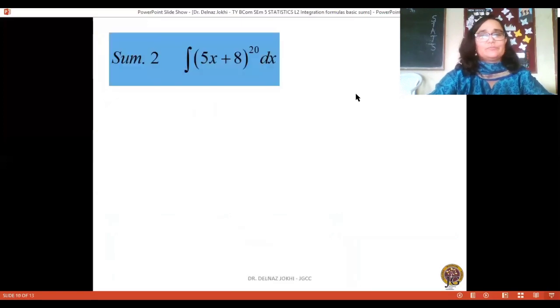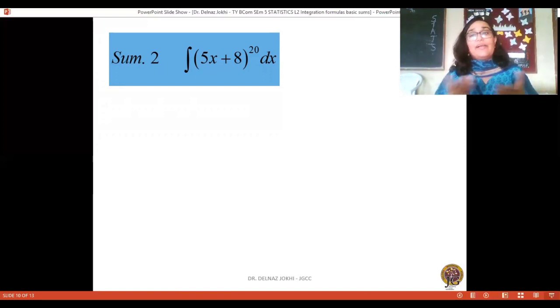Here we go. Sum number 2. See carefully. Integration of (5x plus 8) whole bracket raised to power 20. Whatever I told you, let's quickly revise. How do you select the formula? You select the standard result on the basis of where x is. Where is x? It is in the base, in the numerator base.